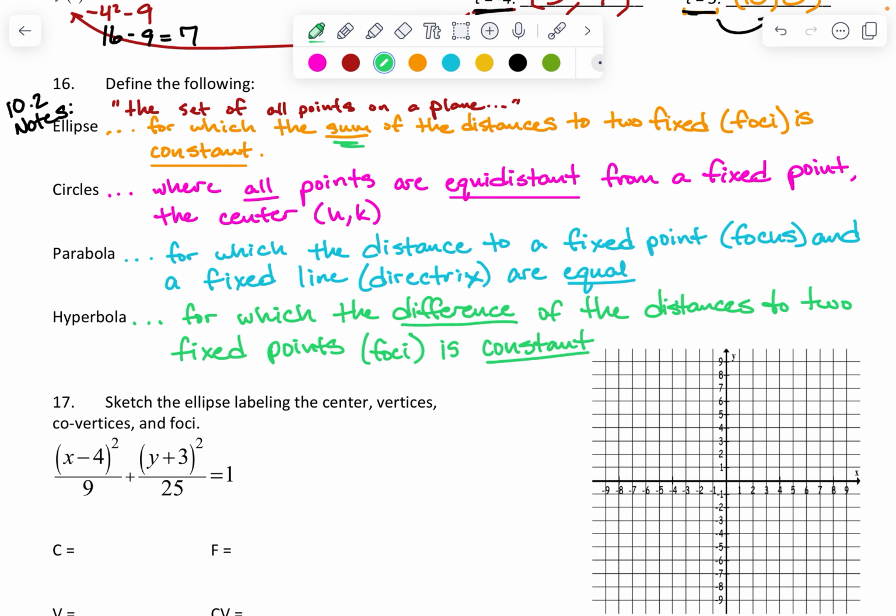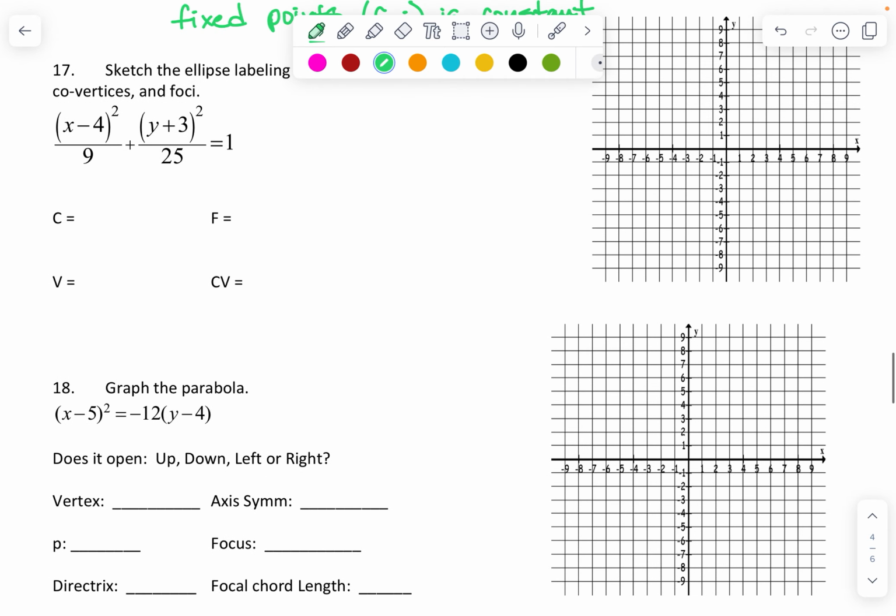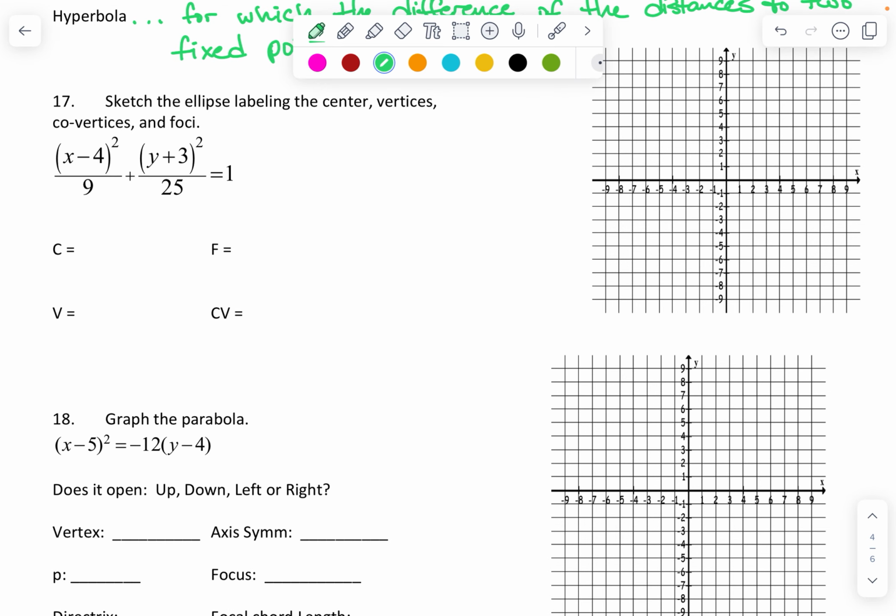All right, we have 2 more problems left on this. 17 says sketch the ellipse, labeling the center, vertices, co-vertices, and foci. So again, this comes from our 10.2 notes. So if you need to, go back and check those out. I'm gonna move through this kind of quickly. The first thing you want to do is see which one of these 2 numbers is bigger. 25 is bigger, which means it's our a value, and 9 is smaller, which means it's our b value.